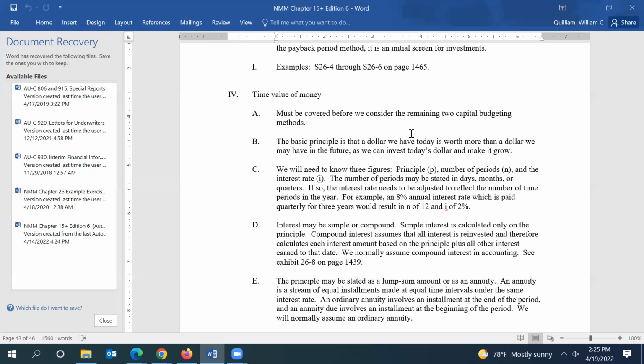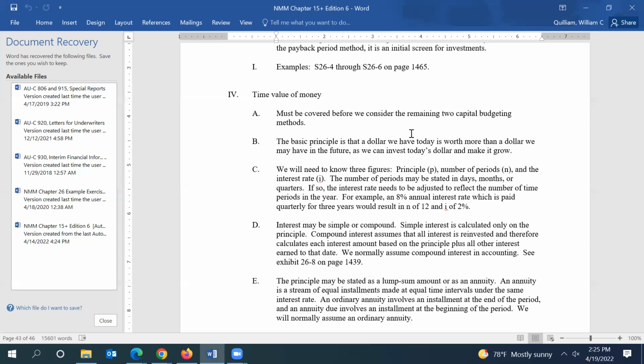Now, the principal may be stated as a lump sum amount or as an annuity. So if we're going to invest $100 today and we're going to make it grow for 5 years in a bank account, that's a lump sum. We'll deal with that first, and then we'll deal with an annuity.